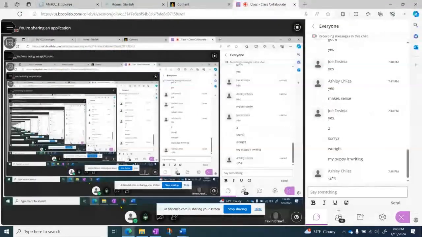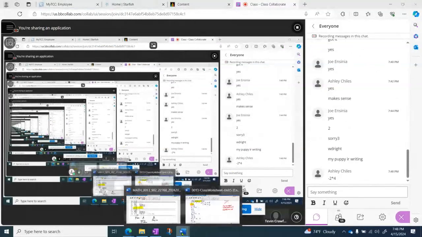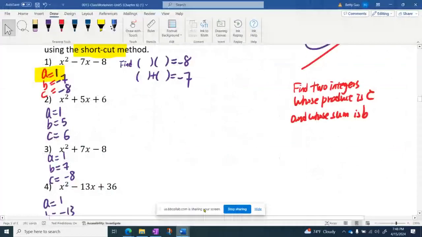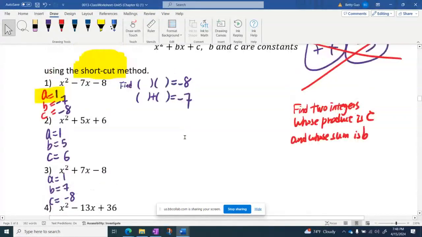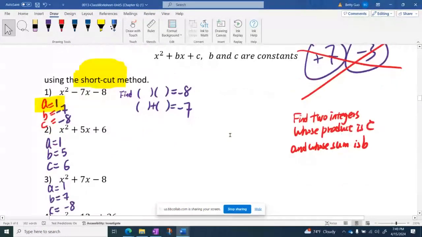Okay. Ashley says 9 and 4. They have to add up to negative 7, by the way. Well, I'm very slow. I want to make sure every small part is clear, but sometimes you might get lost in the middle. Okay, so this is case number 4.